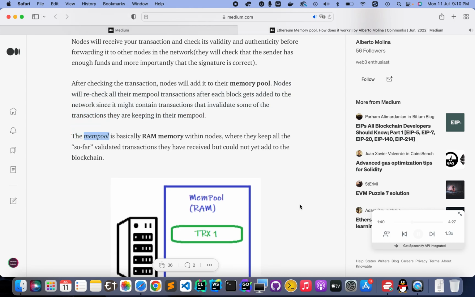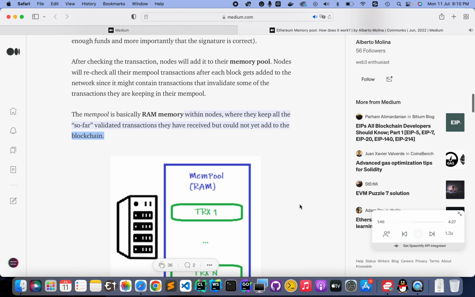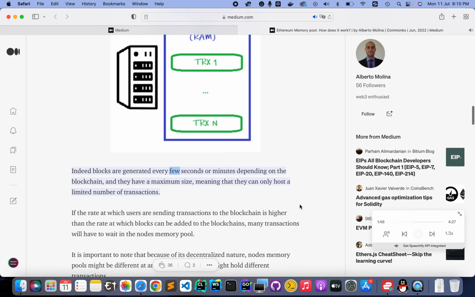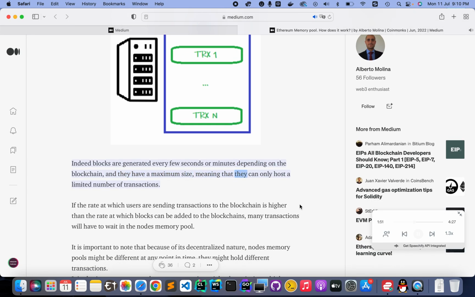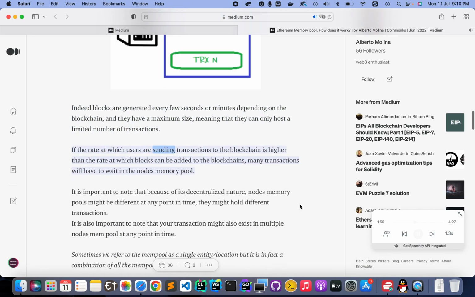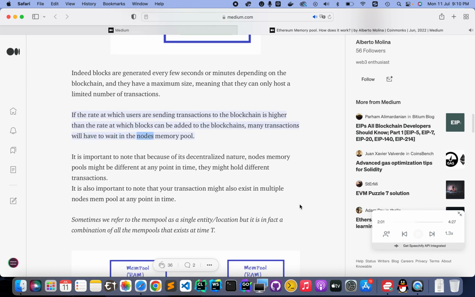The mempool is basically RAM memory within nodes, where they keep all the so far validated transactions they have received but could not yet add to the blockchain. Indeed, blocks are generated every few seconds or minutes depending on the blockchain, and they have a maximum size, meaning that they can only host a limited number of transactions. If the rate at which users are sending transactions to the blockchain is higher than the rate at which blocks can be added to the blockchain, many transactions will have to wait in the node's memory pool.